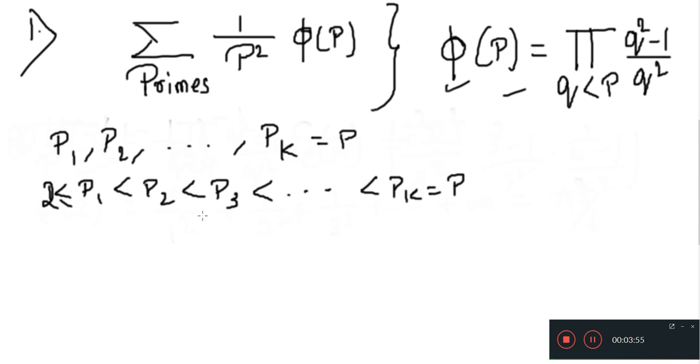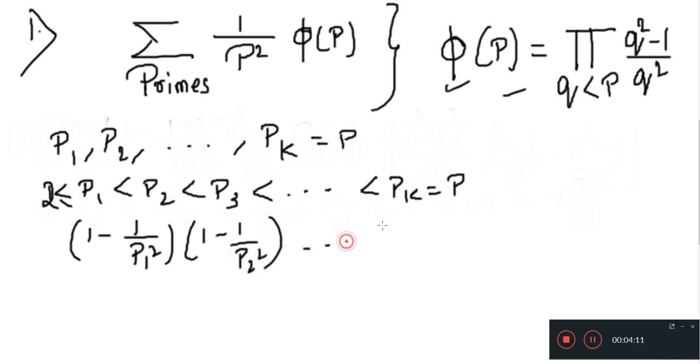Now what happens if you multiply these things out? Because you know q square minus 1 upon q square is basically 1 minus 1 upon q square, right? So it becomes something like this, multiplied by a 1 by pk square.